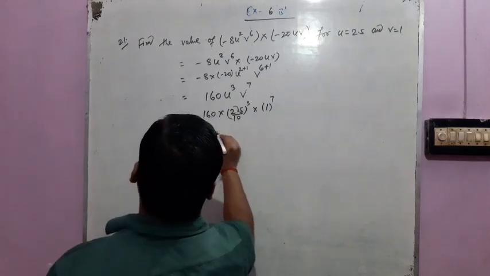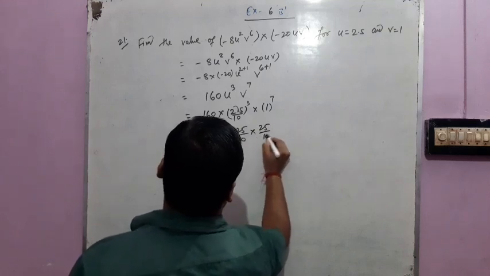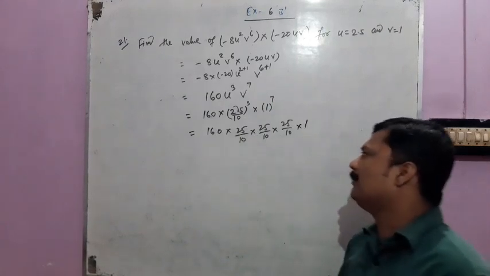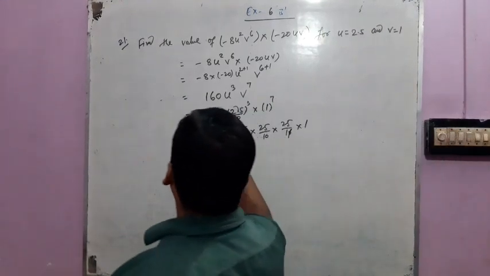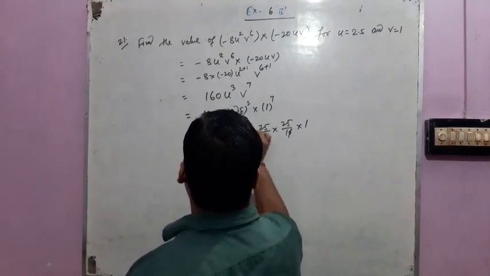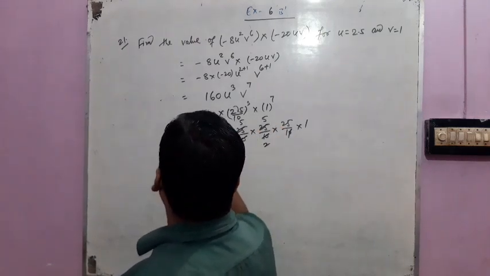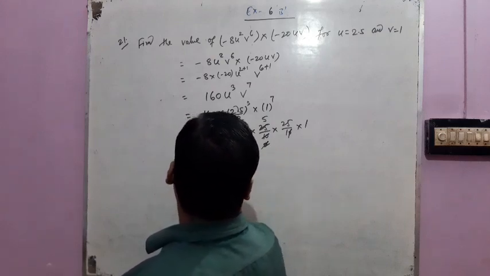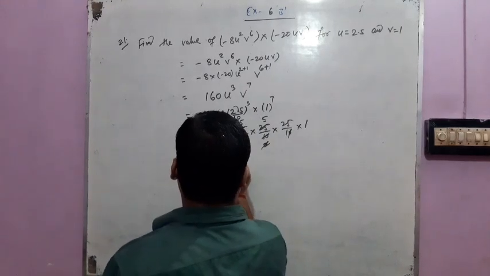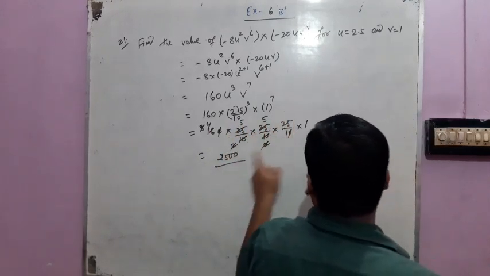Now solving the terms: 160 into 25 by 10, again 25 by 10 and again 25 by 10, and 1 to the power 7 is equal to 1. Now the 0s reduce, both will cancel each other. Now 5 2s are 10, 5 5s are 25. Again 5 2s are 10, 5 5s are 25. Then 2 8s are 16, and 4 5s are 20, 25 4s are 100, and 100 25s are 2500. That is our answer.